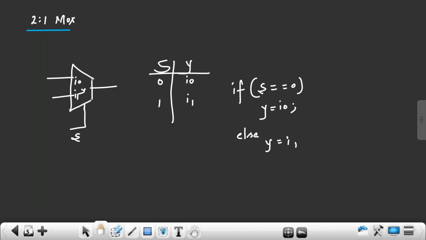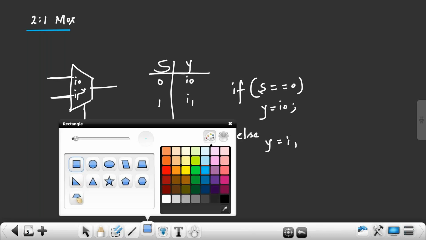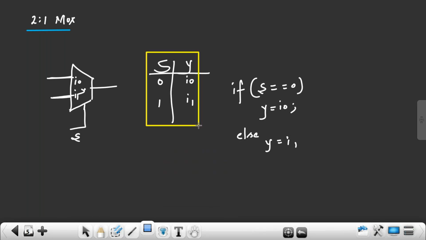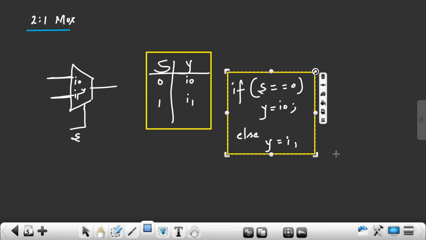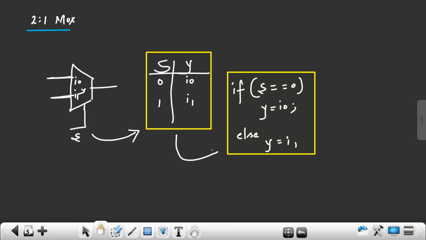So this mux, a 2:1 mux, I can easily write the truth table, and I can easily convert that into a program. So what is this? This is a behavior of the circuit, right? Behavior of the circuit, I can easily write the program. But if I ask you to write the internal structure of this mux, how many can you write?